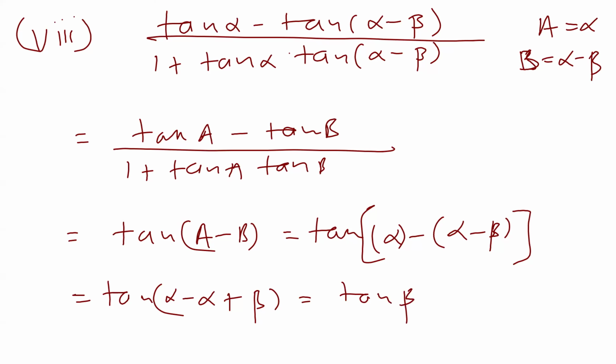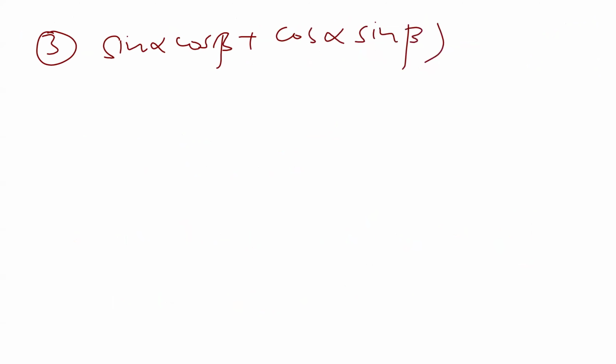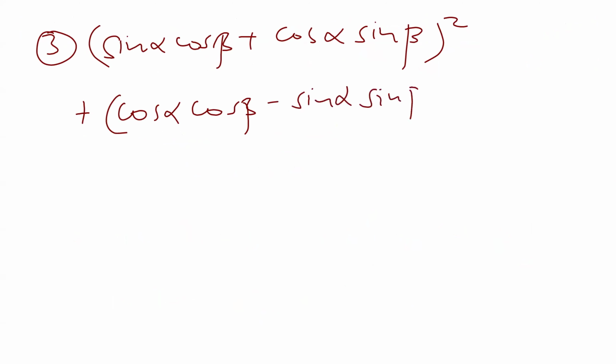That was your question number 2. Let us proceed with question number 3. Sin alpha cos beta plus cos alpha sin beta, the whole square, plus cos alpha cos beta minus sin alpha sin beta, the whole square, equal to 1. This is what we need to prove. So I'll start with LHS. We'll prove it to be 1.